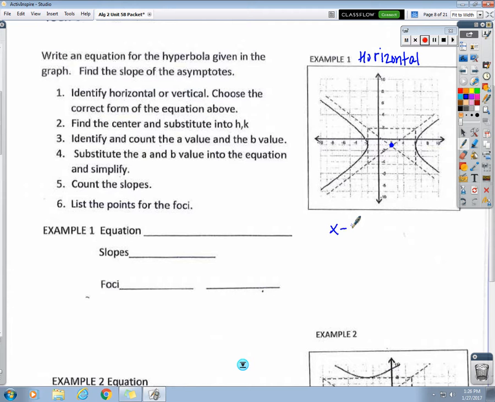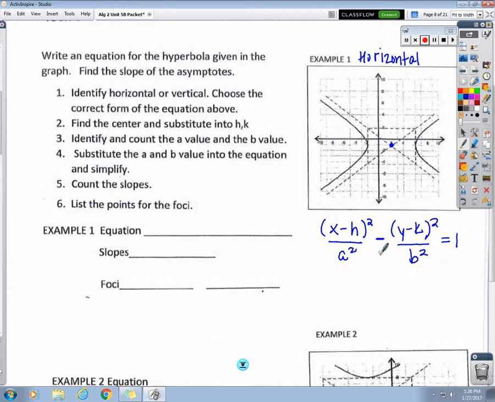So x minus h squared, and then minus, remember with hyperbolas it's minus in the middle. With ellipses it was a plus in the middle. Y minus k squared equals 1, and then this one's always over a squared, and then always over b squared. Okay? With hyperbolas, it's the x minus h and the y minus k that swap places. The a and b stay put no matter what kind it is.